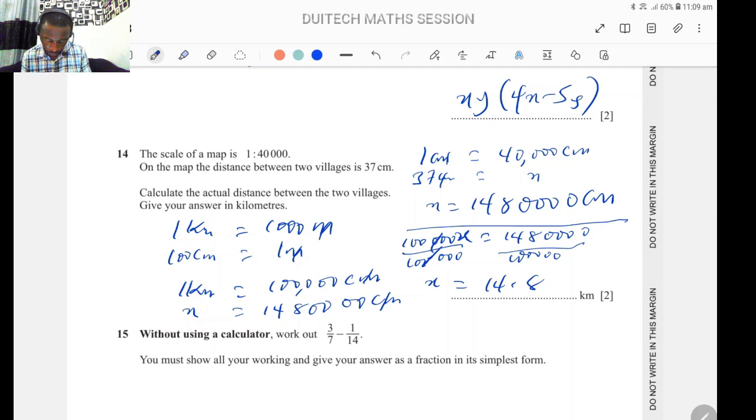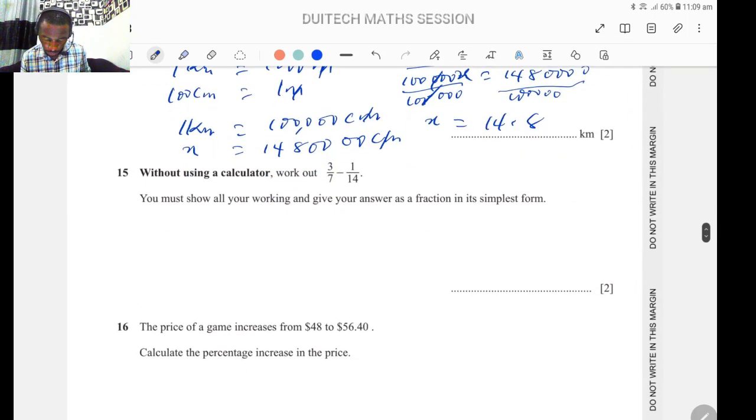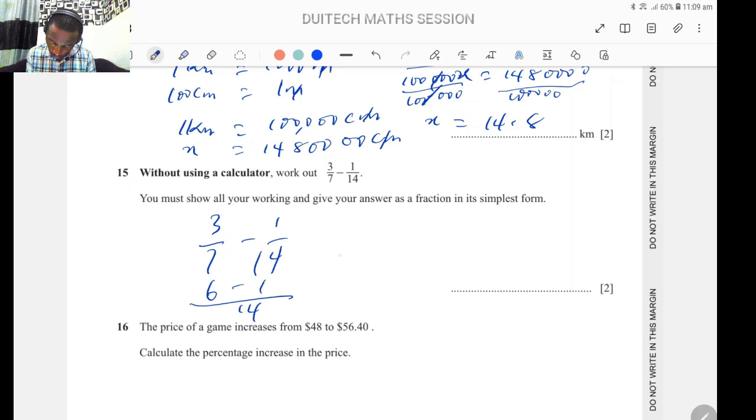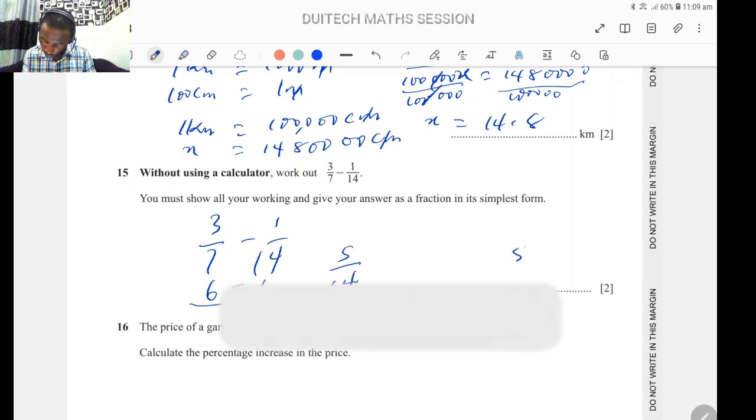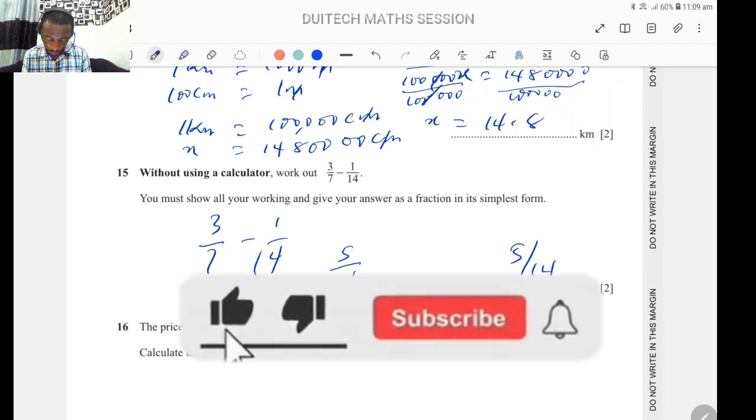So the next question wants us to calculate, without using your calculator, work this out. So we have 7 minus 1 over 14, right? So the LCM here is what? 14. 7 into 14 gives us 2, times 3, I have 6, minus 14 into 14, 1 times 1. So my answer is 5 over 14. That's just a simple fraction.